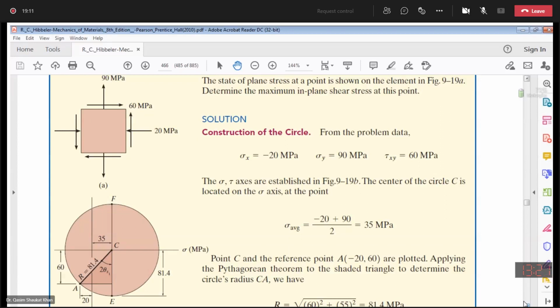So now you have the coordinates of point C, which are 35 and 0. You have the coordinates of point A. Guys, remember this, in this data, sigma x was negative, so that's why your coordinates are minus 20 and 60. If in another question it is positive, you will take positive. Whatever the sign of sigma x and tau xy, you will take as it is for your reference point A. Then the resultant or the radius is 81.4. So now let me show you the figure.